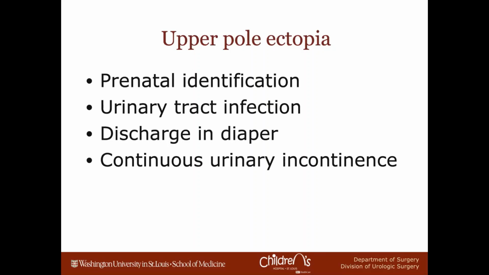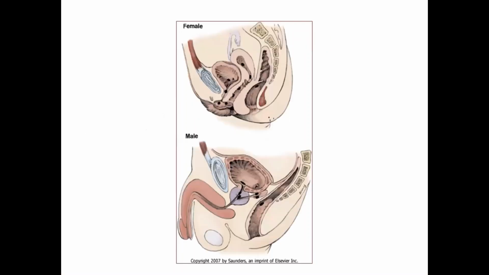And then obviously, even though most of these are picked up during pregnancy, we still see some potty trained kids who come in with continuous urinary incontinence. And sometimes it's a little hard to sort out: are they a dysfunctional voider or is it an ectopic ureter? But usually it's a pretty classic history. Next slide. So again, you've seen this before probably.